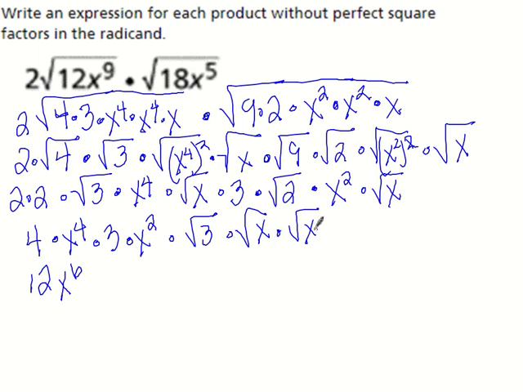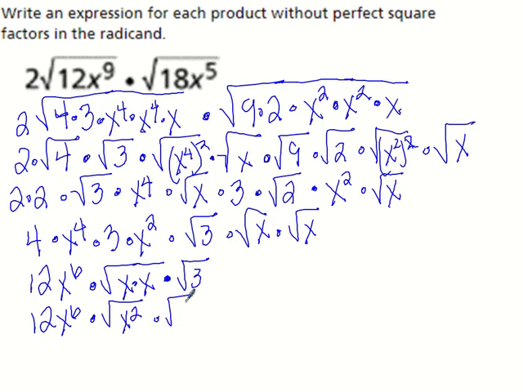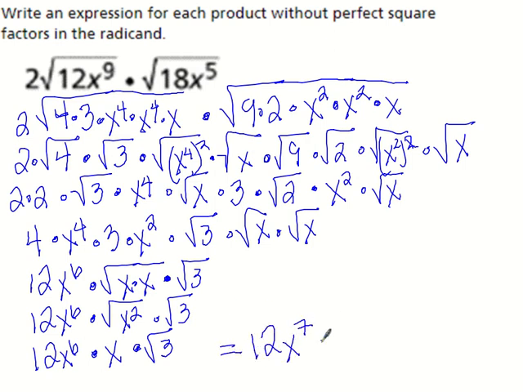Oh, look at this. I can put these together. So I'm going to go like this. Square root of x times the square root of 3. Well, x times x is x squared, so 12x to the 6th times the square root of x squared times the square root of 3. That gets me 12x to the 6th times x to the 3rd. And so now I combine these, and my final equivalence is 12x to the 7th square root of 3.